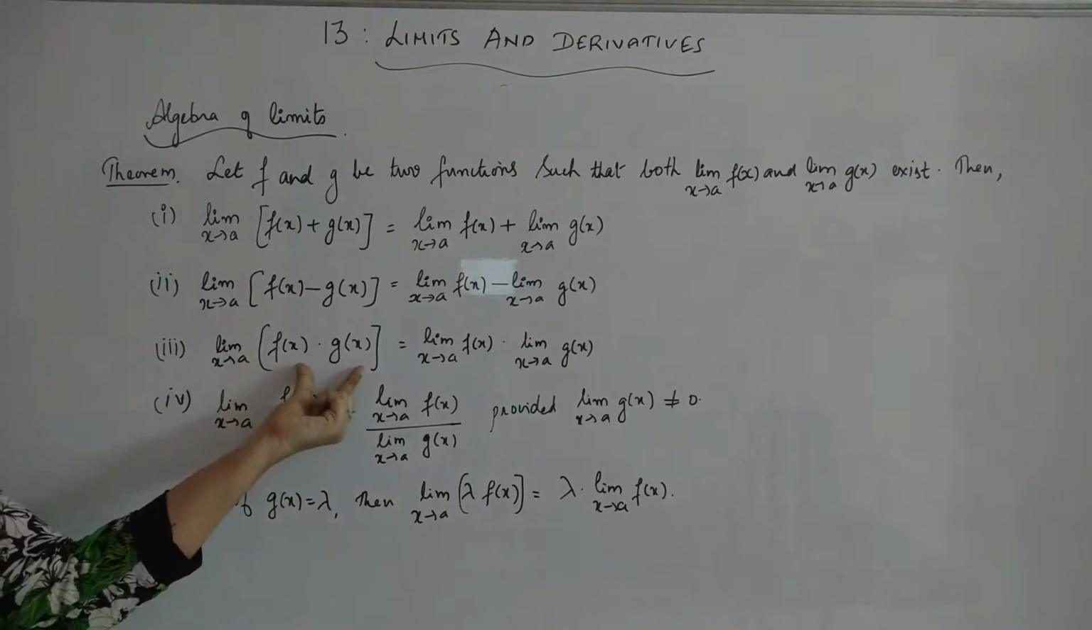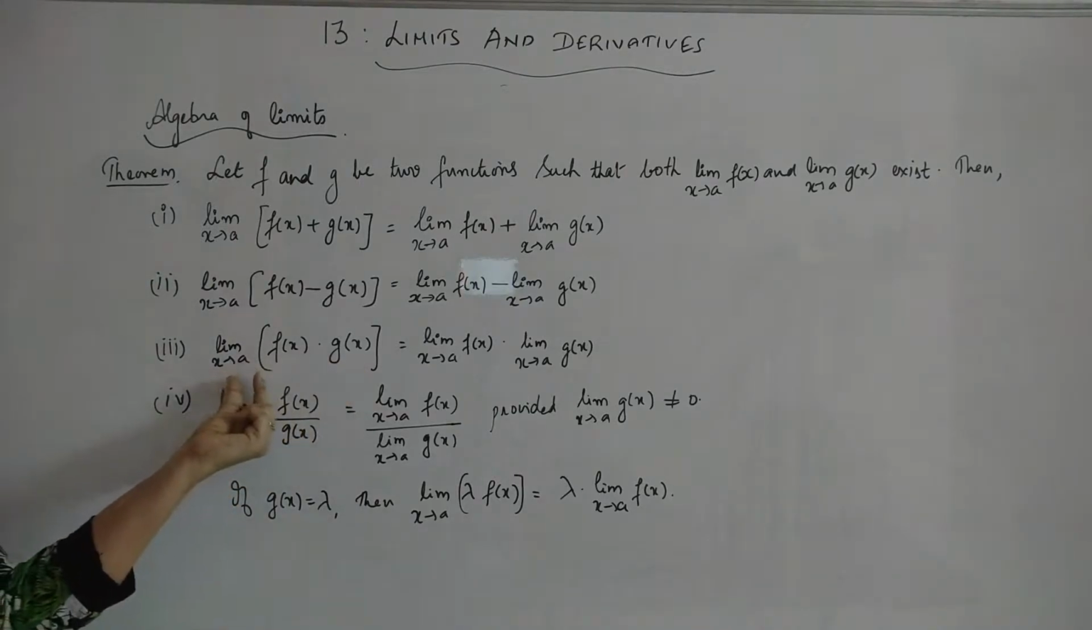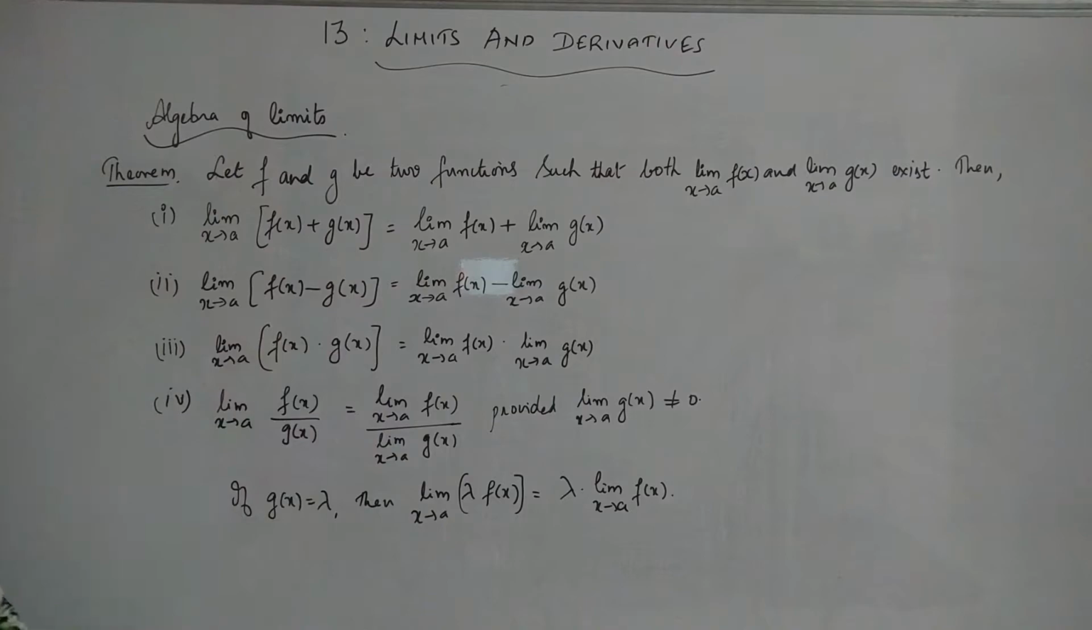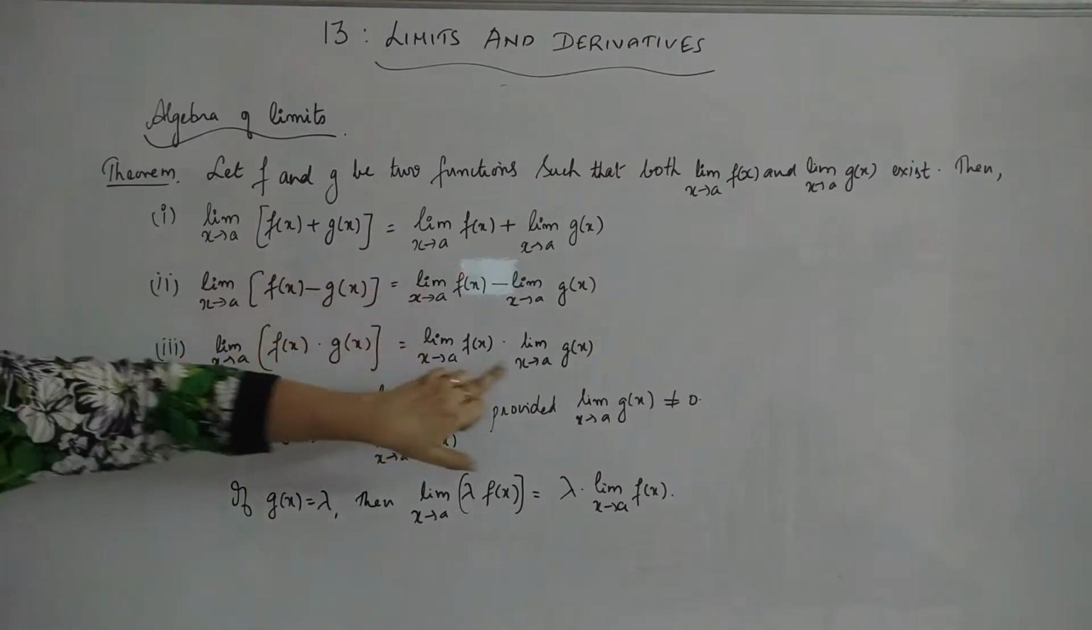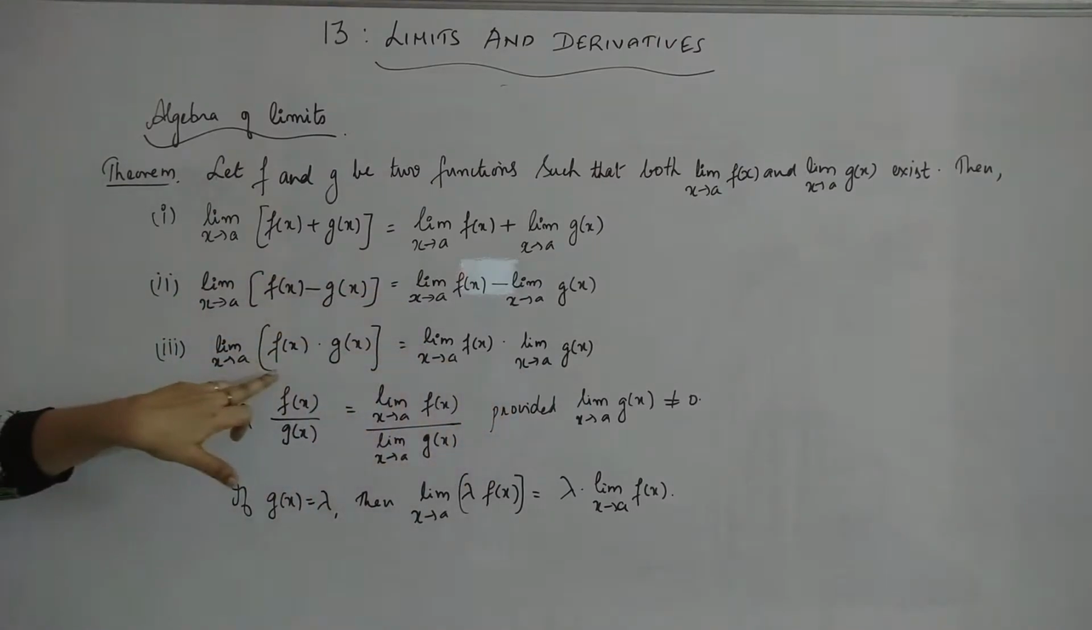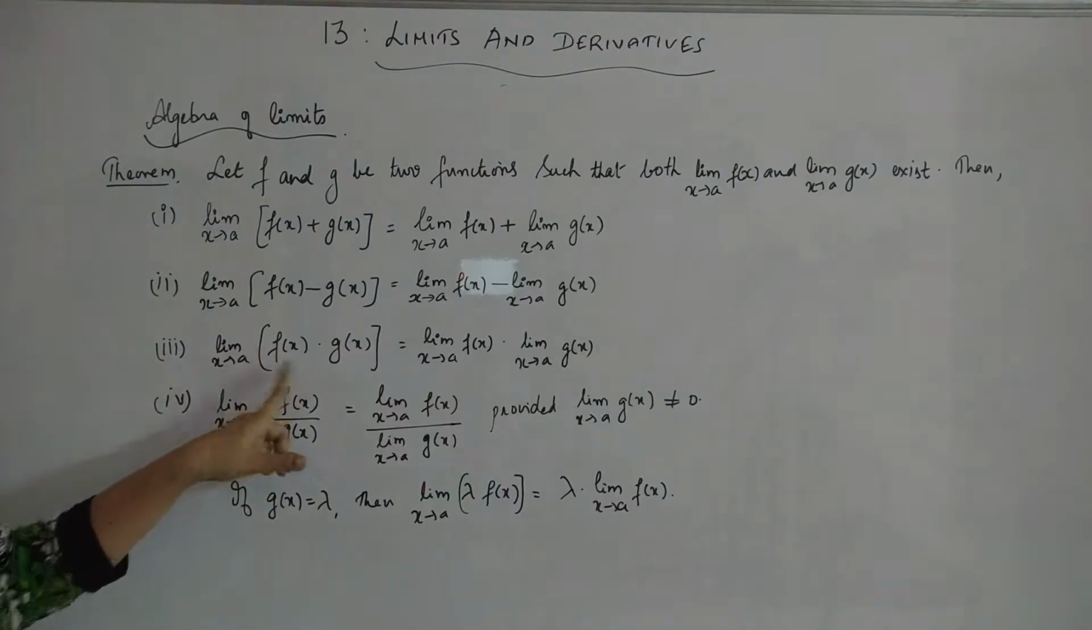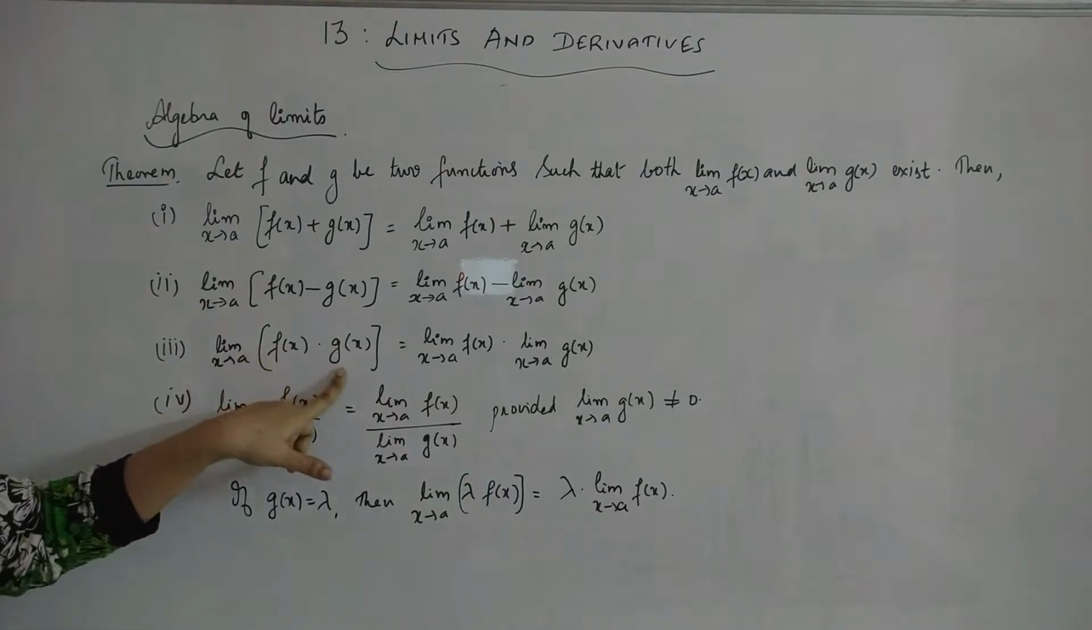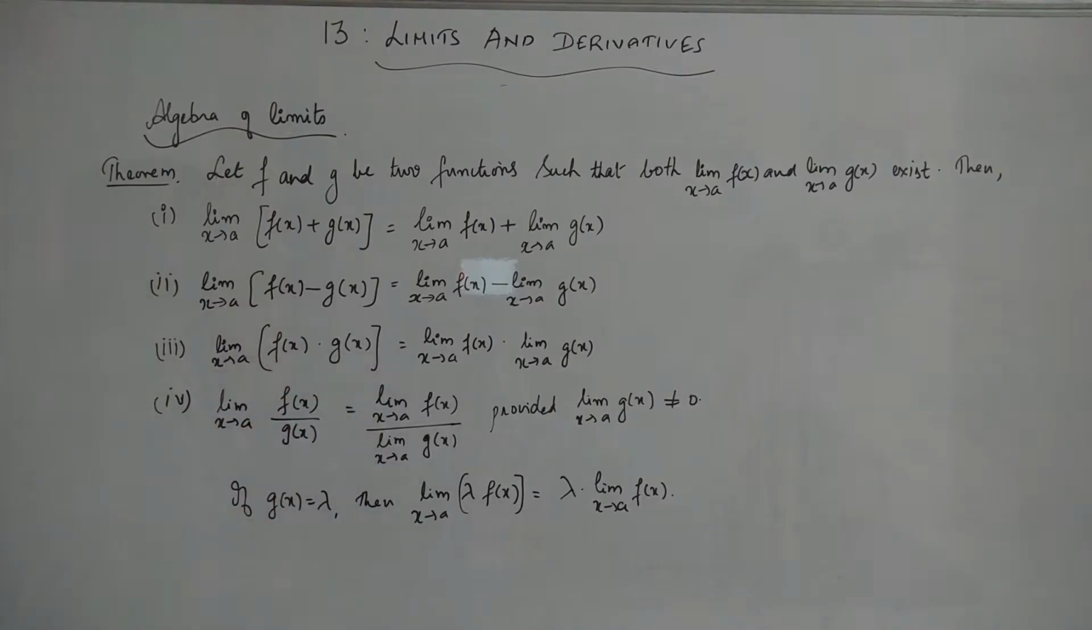The third one is limit x tends to a f of x into g of x, that is the product of the two functions. Its limit will be the same as the limit of the product. So the limit of the product is equal to the product of the limits. So limit x tends to a f of x into g of x will be the same as separating the limits, giving the limit to both the functions separately: limit x tends to a f of x into limit x tends to a g of x.